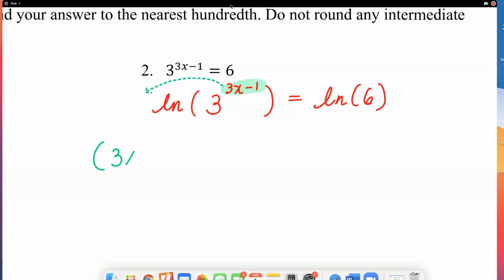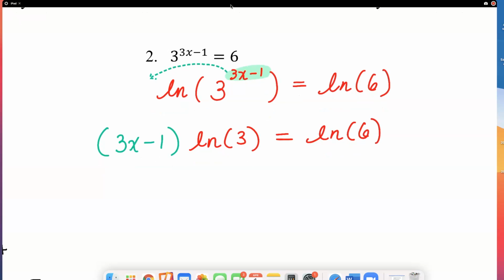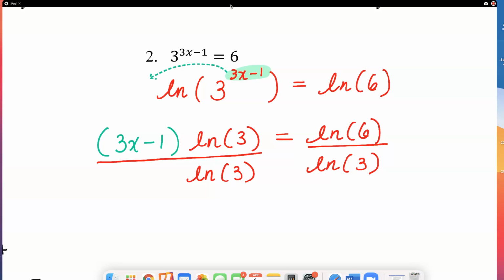So I'll have 3x minus 1 come down in front of natural log of 3, and that's equal to natural log of 6. I guess we can distribute natural log of 3, but I'm just going to do it this way. I will divide both sides by natural log of 3 now. I am trying to solve for x. I saw that the parenthesis was getting multiplied by natural log of 3, so I decided to divide both sides by it, so that this cancels out.